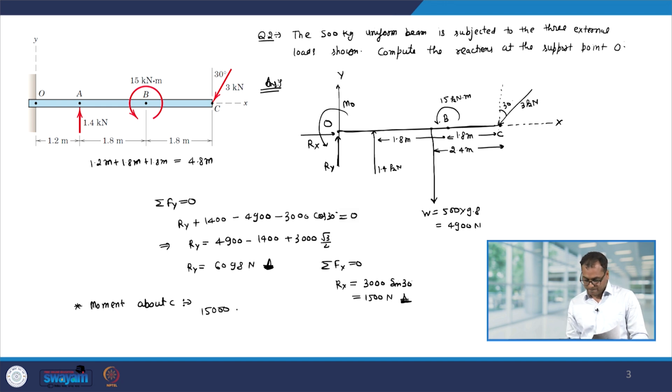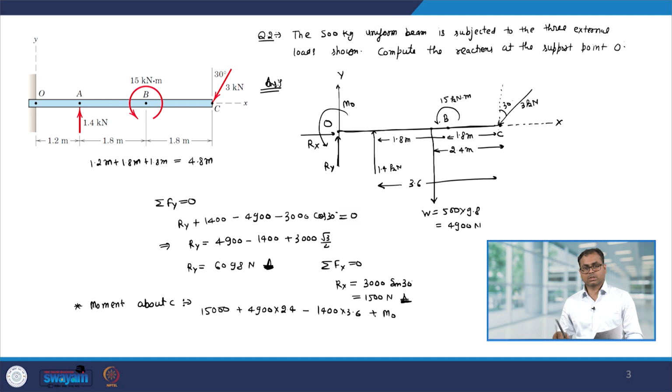(15,000) plus 4900 into 2.4. So, this is the moment of the weight minus 1400 into 3.6, because this distance is 3.6, plus MO, plus because the moment is in the anti-clockwise direction, minus 6098 cross 4.8, and this should be equal to 0. Now, from here you can find out the moment. It comes out to be 7550.4 Newton meter. Now, note that this moment comes out to be positive.